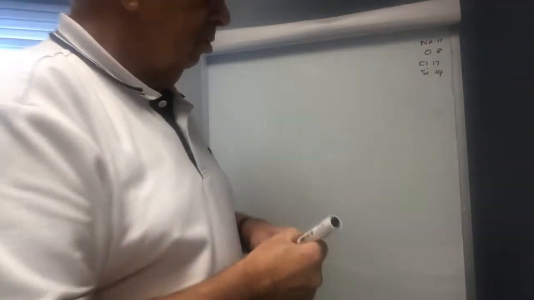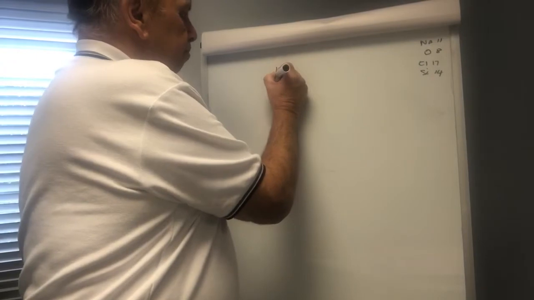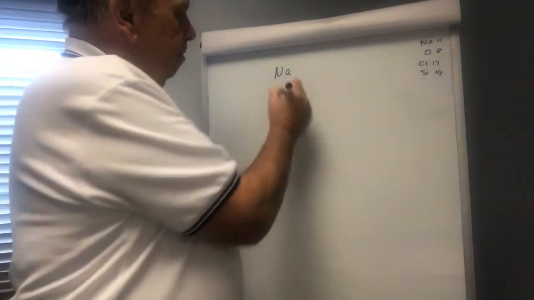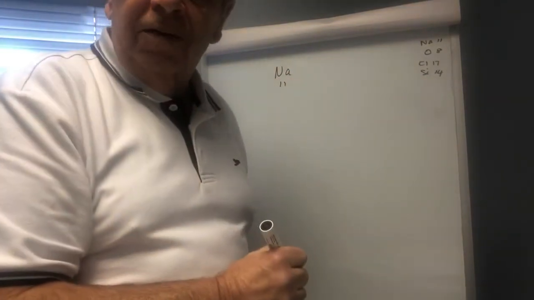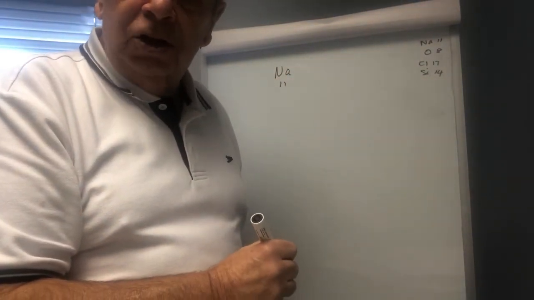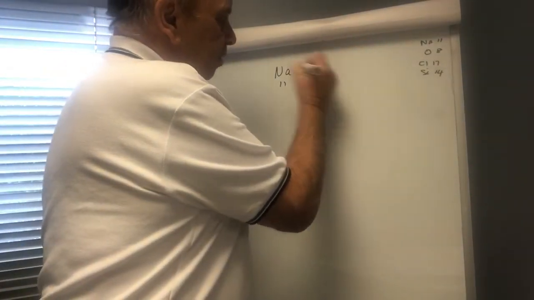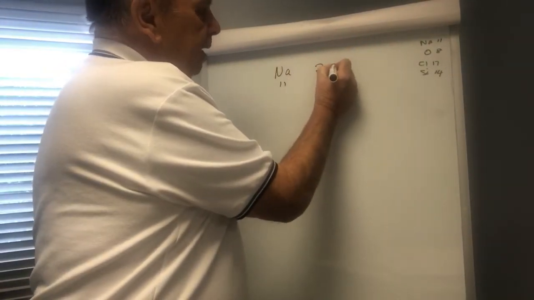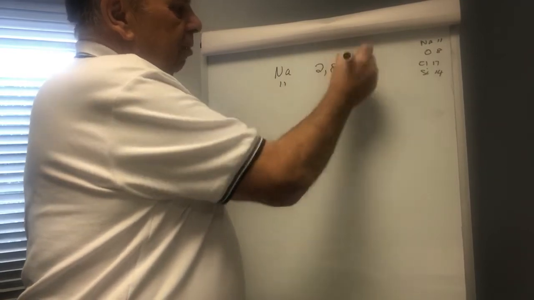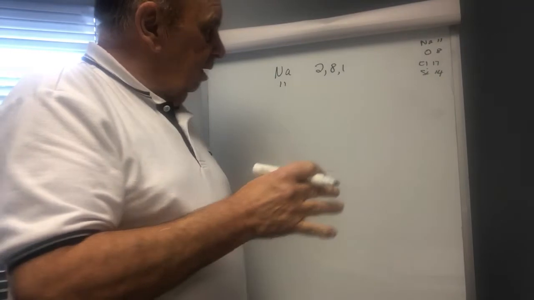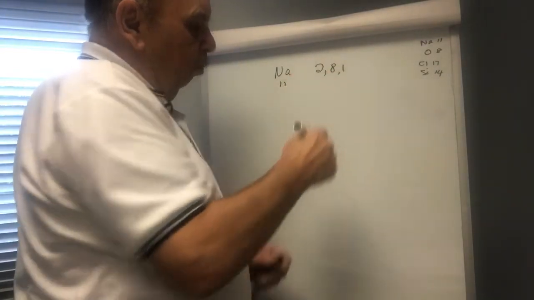Previously I've mentioned sodium, atomic number 11, number of electrons 11. Its structure in terms of those shells would be 2 in the first shell, 8 in the second shell and 1 in the third shell. So sodium, its structure is 2,8,1.